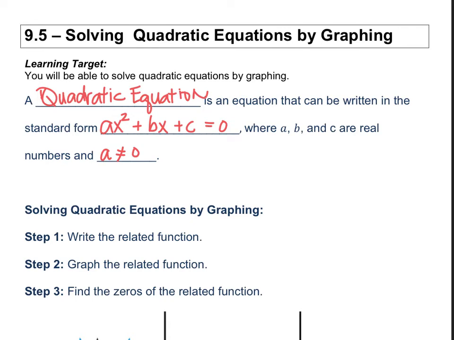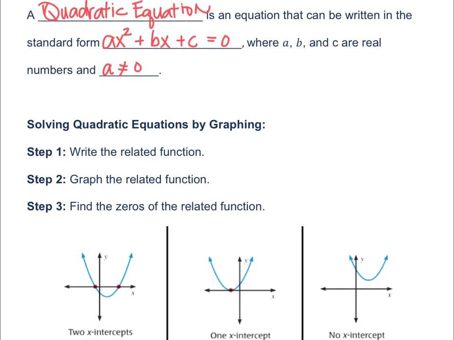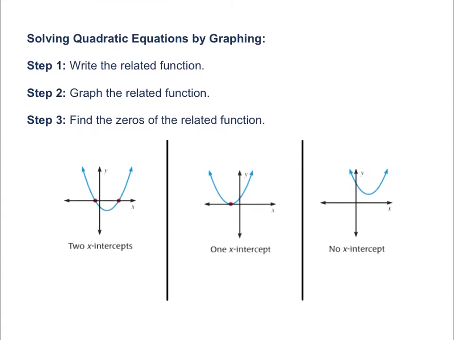This entire second half of our chapter is solving quadratic equations, and we're going to have several methods to do that. So, the first method we're learning about, solving quadratic equations by graphing. First thing you're going to do is write the related function. So what that means is you are going to be given an equation. So it'll have an equal sign. You may have to get it so that it's in standard form.